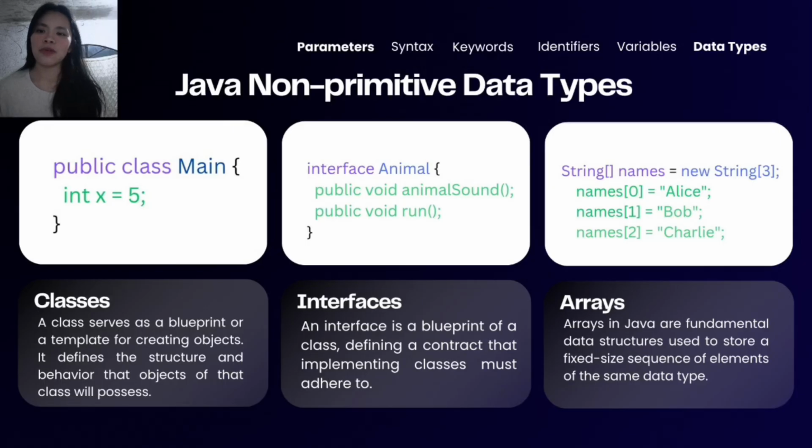So let's now move to non-primitive Java data types. So we have classes, interfaces, and arrays. The class data type in Java serves as a blueprint for creating objects. It defines the properties and behaviors that objects of that class will have.